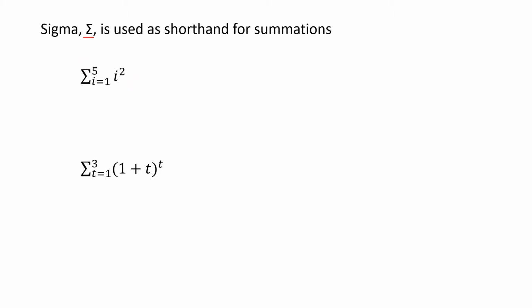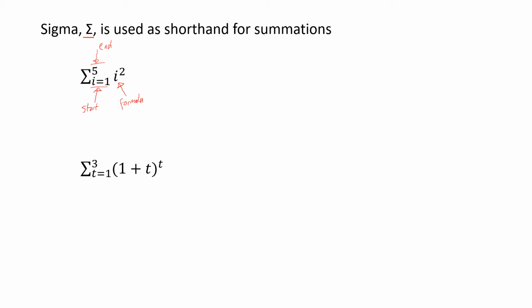So let's get through the bits of it. The first thing we've got is this i equals 1 here. What that means is that we need to start at i equals 1. The number at the top here, the 5, tells you where you need to end, and this, the i squared, is basically a formula. It's what you're going to substitute those values of i into.